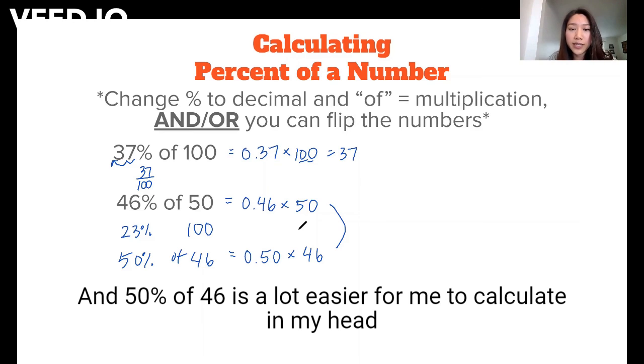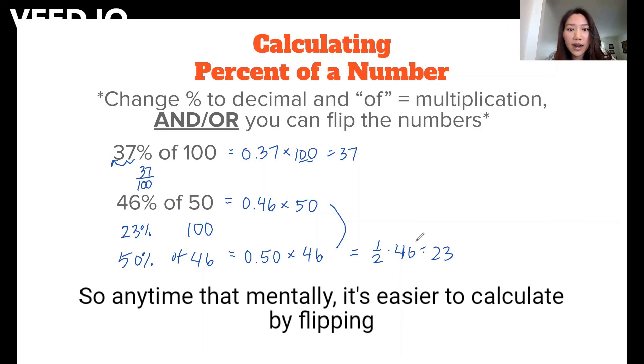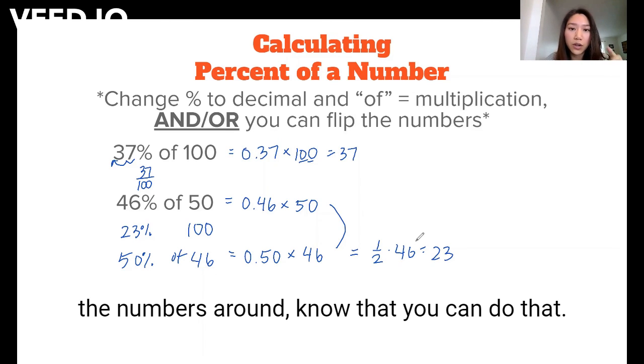And 50% of 46 is a lot easier for me to calculate in my head because I know that 50% just is half as a fraction, and half of 46 is just 23. So anytime that mentally it's easier to calculate by flipping the numbers around, know that you can do that.